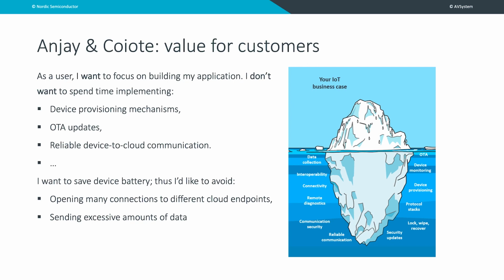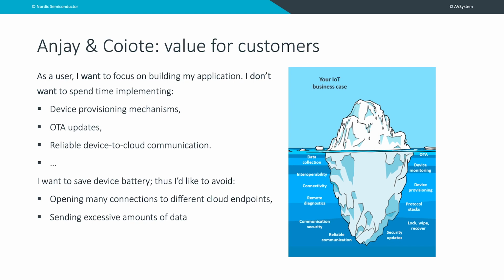So ANJ and Coiote together, what is the value for customers? When you are providing an IoT solution, you are appreciated by your customers, you are paid by your customers for the actual business value that you bring. For example, if you are providing a solution in the waste management space, your customers pay you for optimizing their daily operations, which allows them to save money.